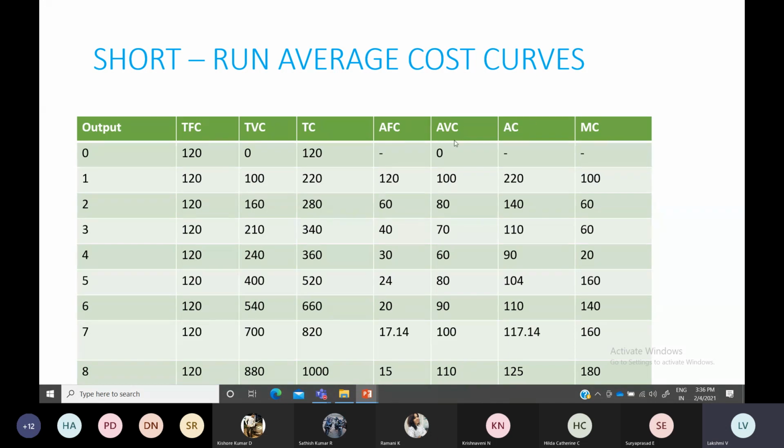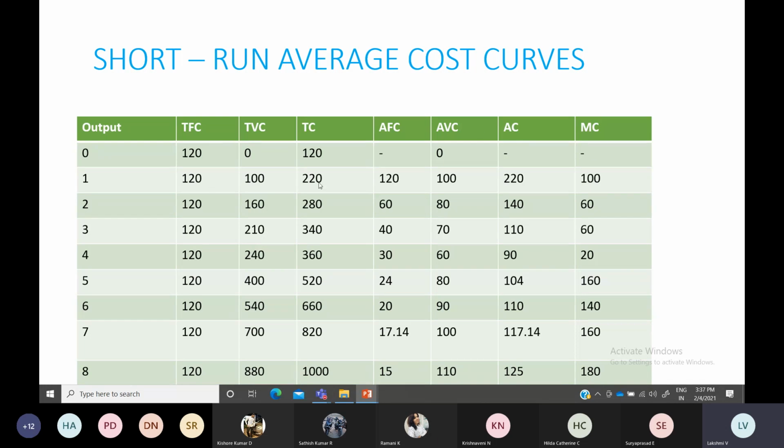Average cost, how will you obtain it? Average fixed plus average variable gives you average total cost, that is, average cost. These two added together give you the average cost. Okay, and marginal cost, you know already.